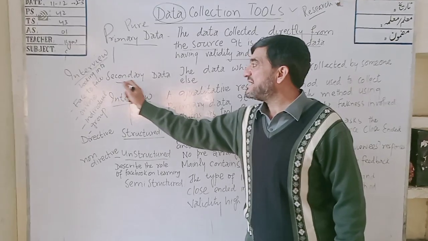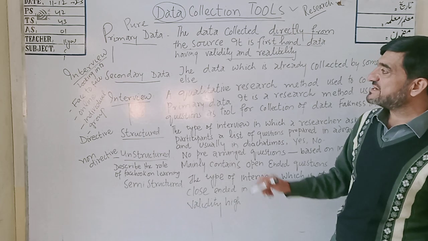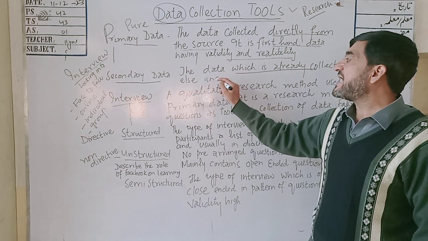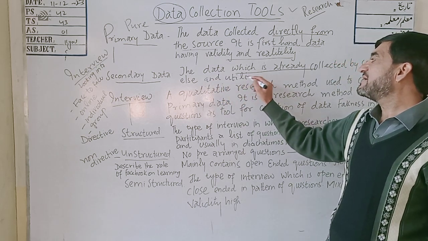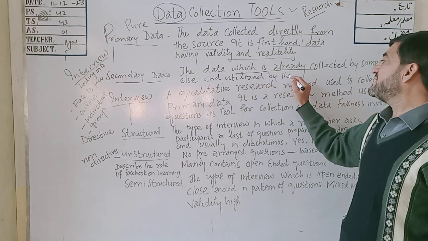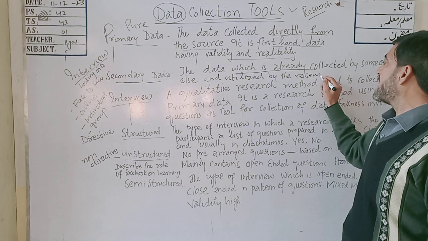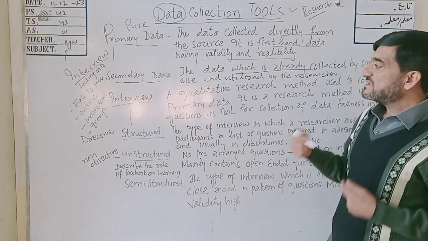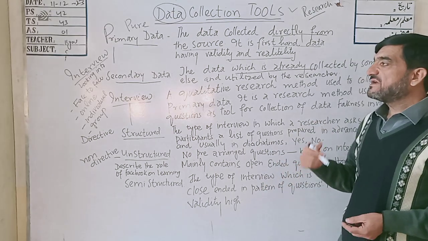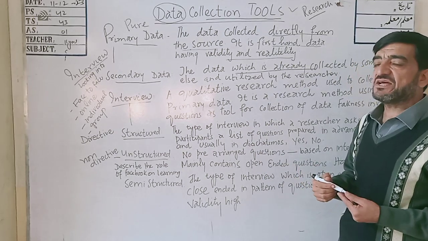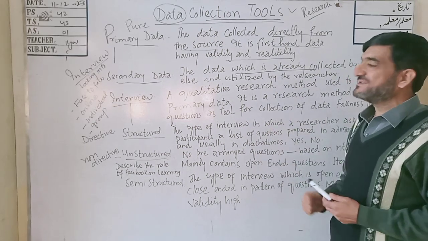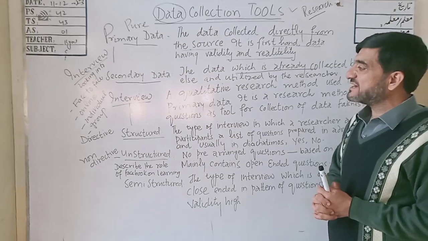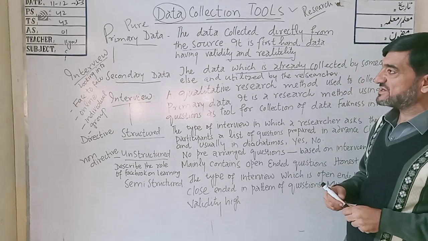And the opposite of primary data is secondary data. Secondary data means the data which is already collected by someone else and utilized by the researcher. It means that in this type of data, the data is already available and the present researcher uses that collected data for his research purposes. So that is called secondary data. Secondary data is not directly collected by the researcher.